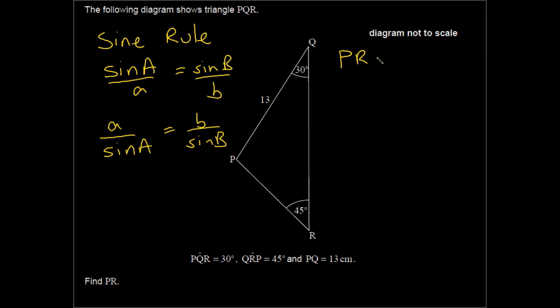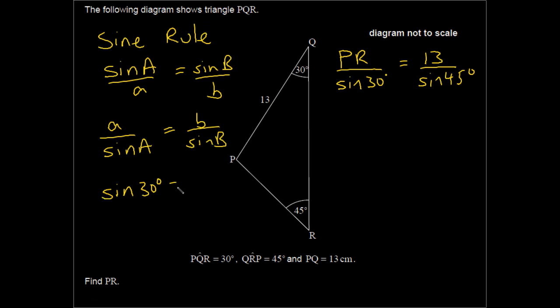PR over the sine of 30 degrees is going to equal 13 over the sine of 45 degrees. Now, you'll be expected to know what the sine of 30 is and what the sine of 45 is. Since you're not allowed a calculator on this one, you should know sine of 30 and sine of 45. So I'm going to write those down over here.